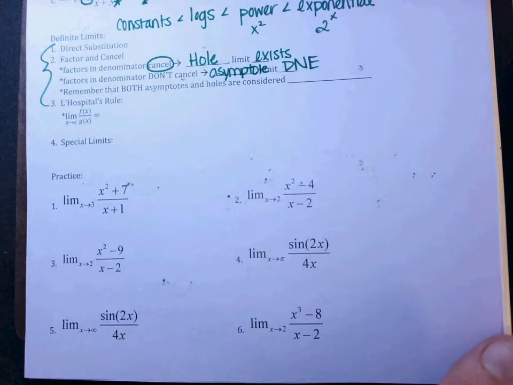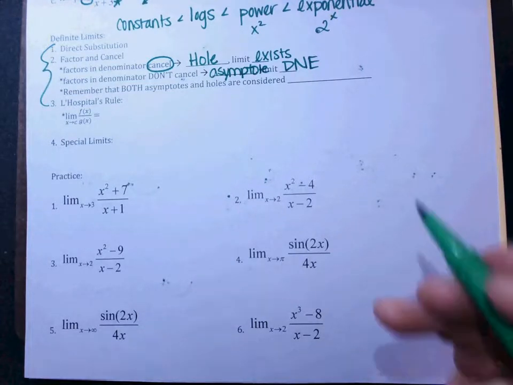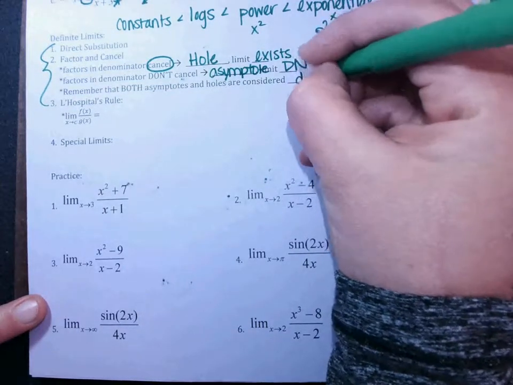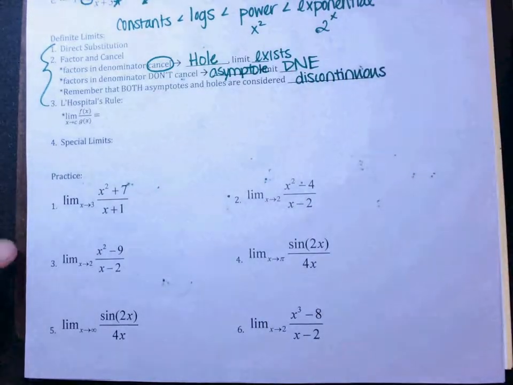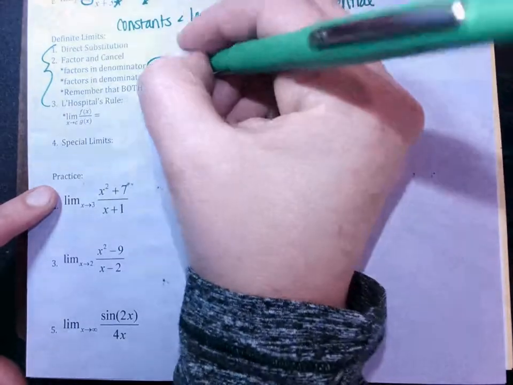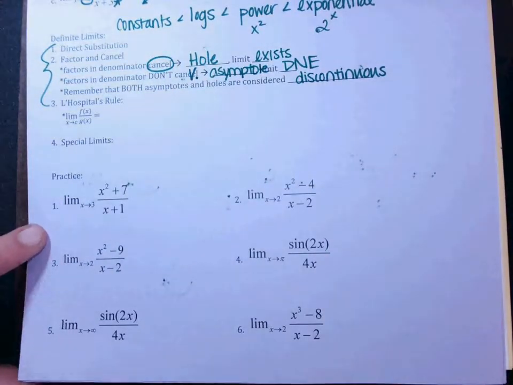Okay, and then remember both asymptotes and holes are considered discontinuous. One of them has a limit, the other one doesn't, but they both are not continuous because they have issues. Do you mean both asymptotes or just one? Only vertical, yeah, if you want to put a V there. I just couldn't squeeze it in.